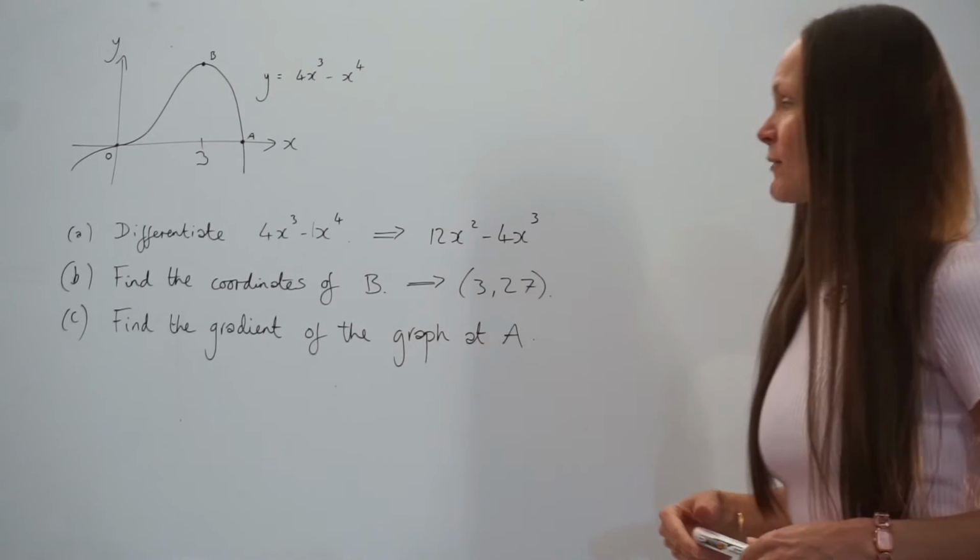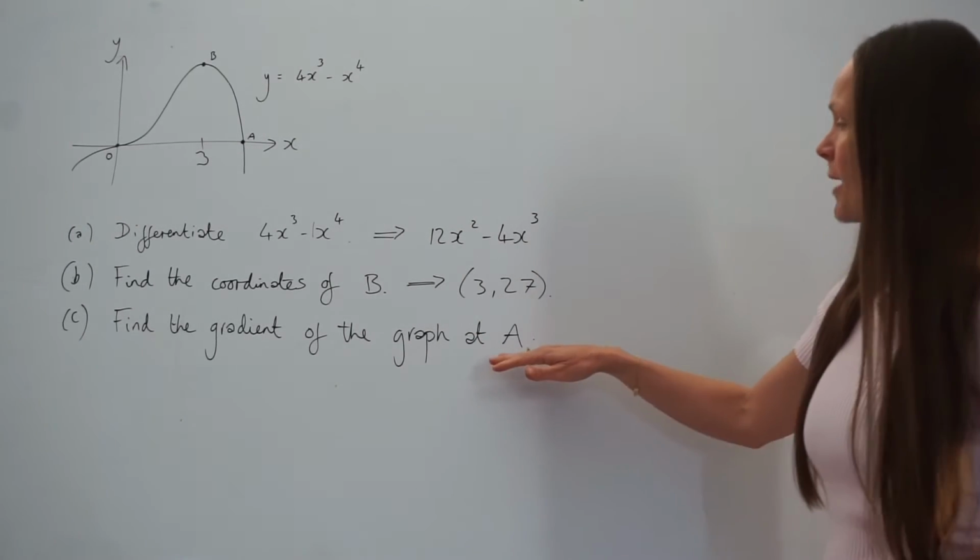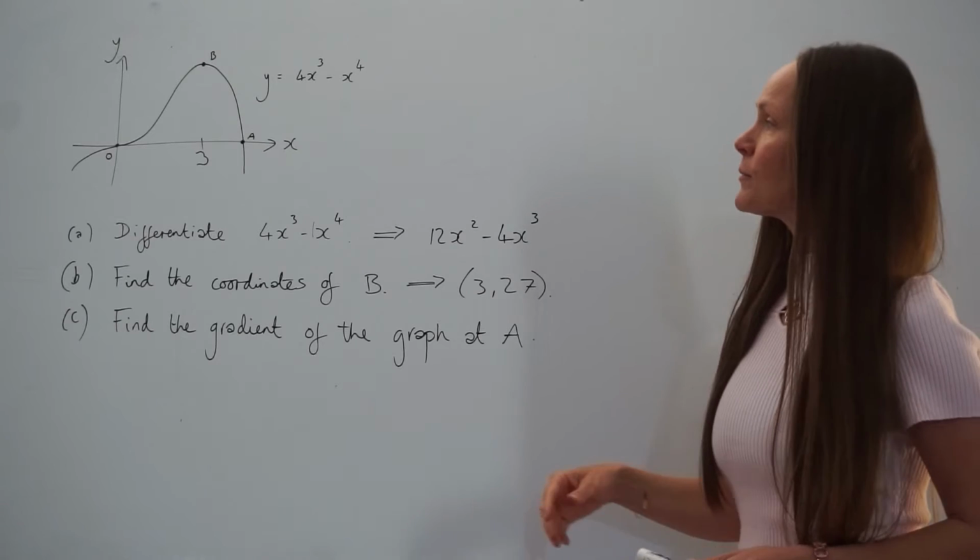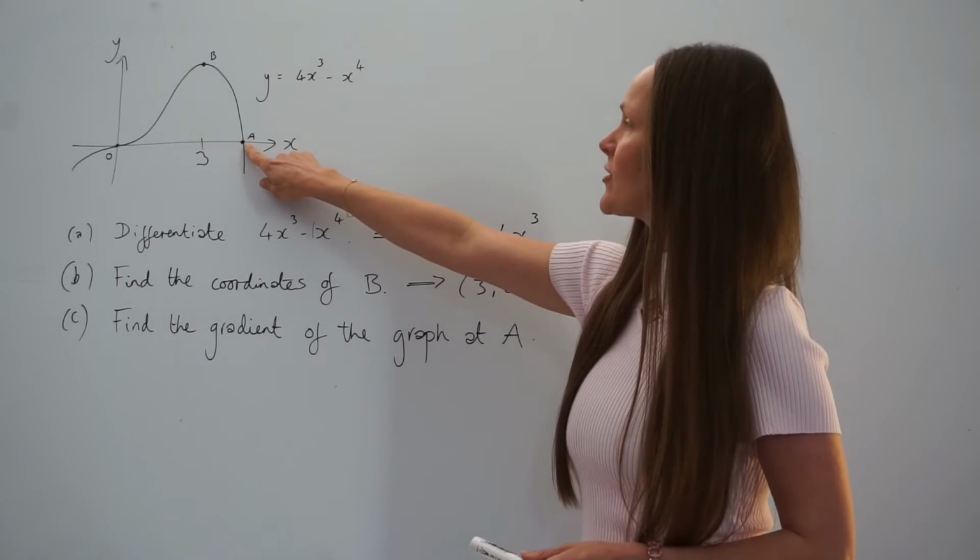In part C, we have to find the gradient of the graph at point A. And you can see from the diagram that point A is just here.